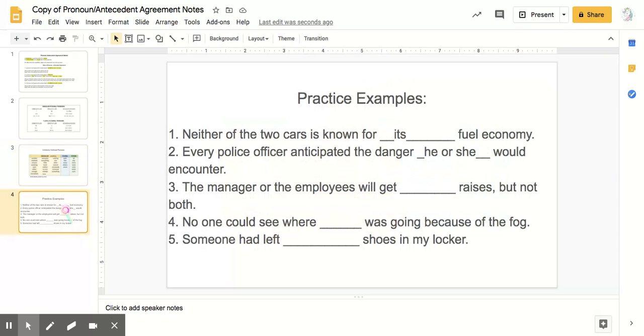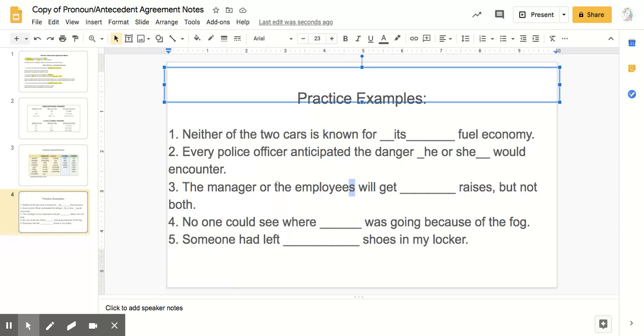Even though it looks like our second antecedent is plural, because they're joined by or and because it starts with a singular, we're going to keep this singular. And I know that makes number 3 kind of sticky, but we're going to use singular pronouns again for this one. So the manager or the employees will get his or her raises, but not both.